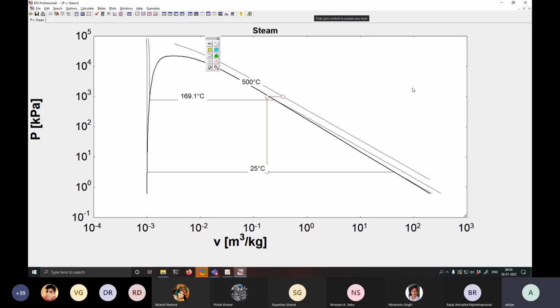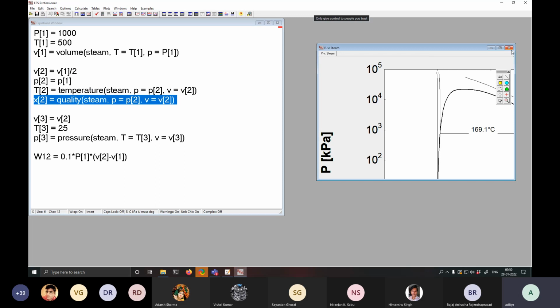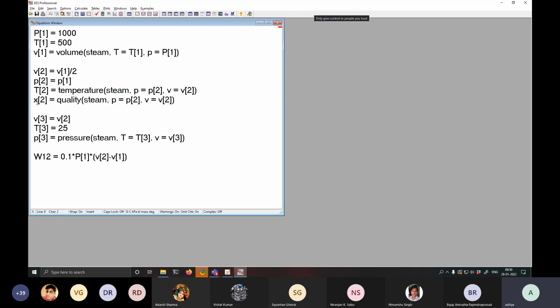But if you have a plotter ready for you like this, you can simply plot it and say, look, it's inside the dome. You can simply say it's superheated vapor. It's in the saturated dome. But in reality, you need to find out the quality of steam at this condition.